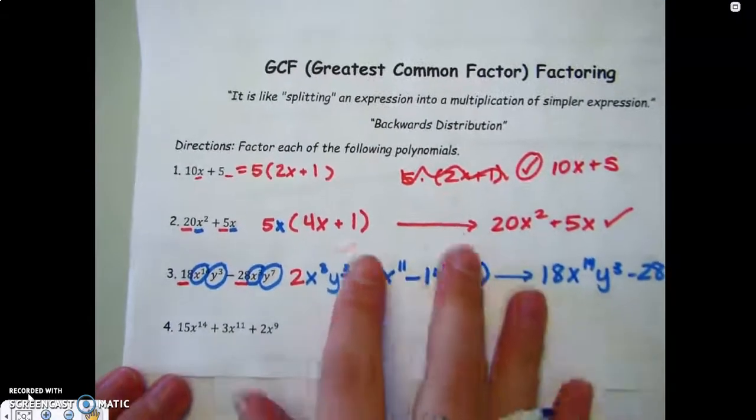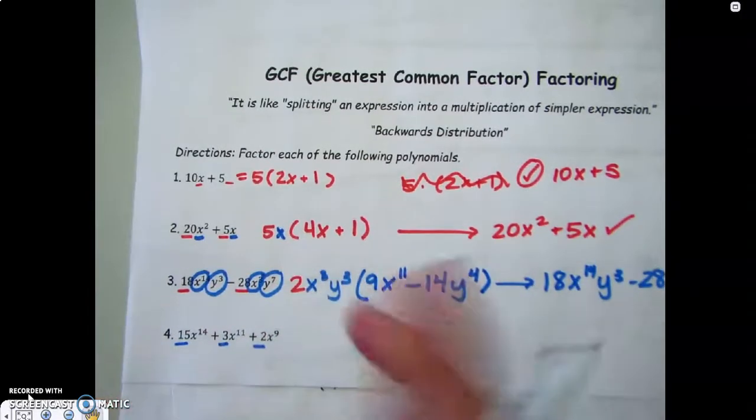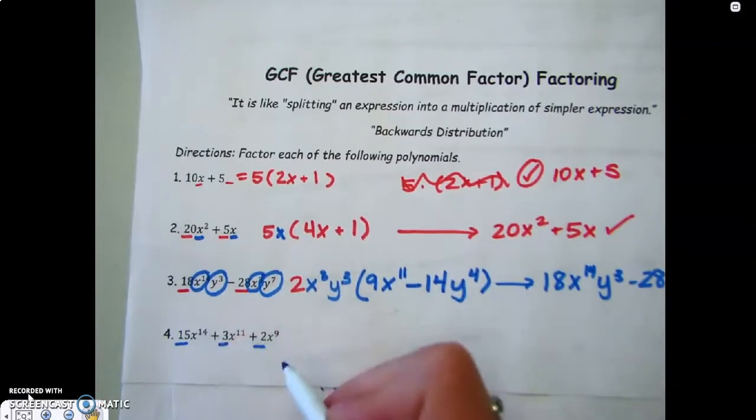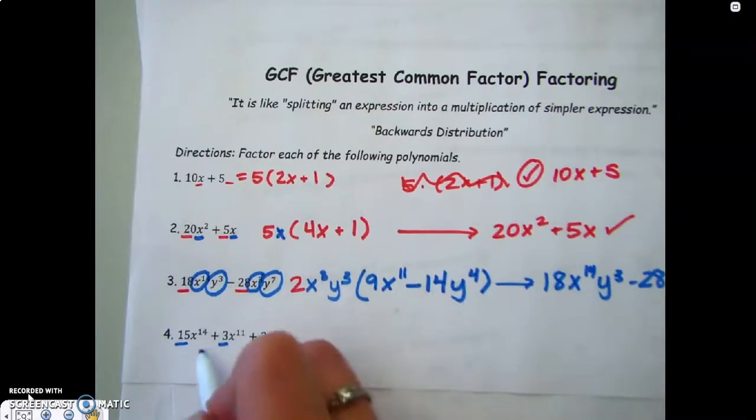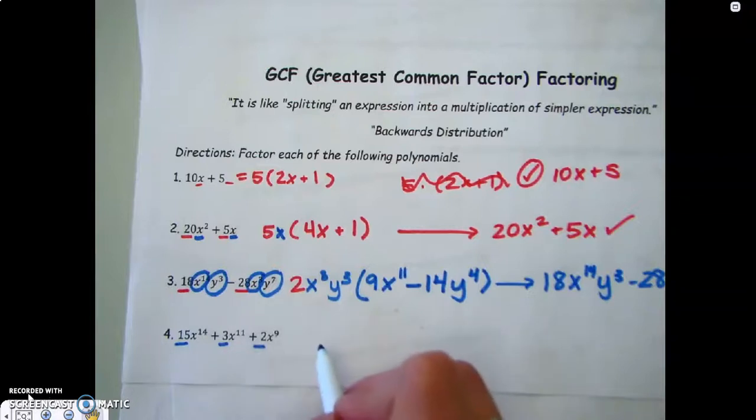Same idea, now we just have a trinomial, so I'm going to go through the same process. Is there a number that 15, 3, and 2 all go into? 3 goes into 15, but 2 doesn't. 2 doesn't go into any of those. So I don't think there's any numbers that we can take out.